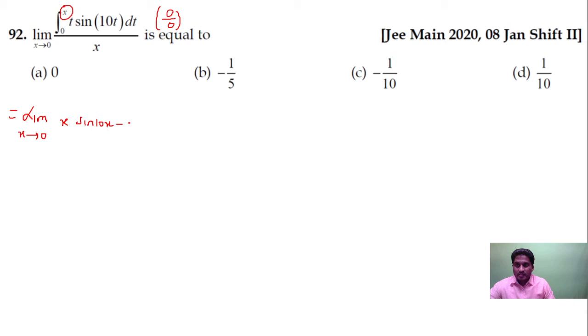Okay, and then the differentiation of the lower limit is 0. Differentiation of x is 1. As x tends to 0, you get 0 into sine 0, that is equal to 0. The answer is option A.